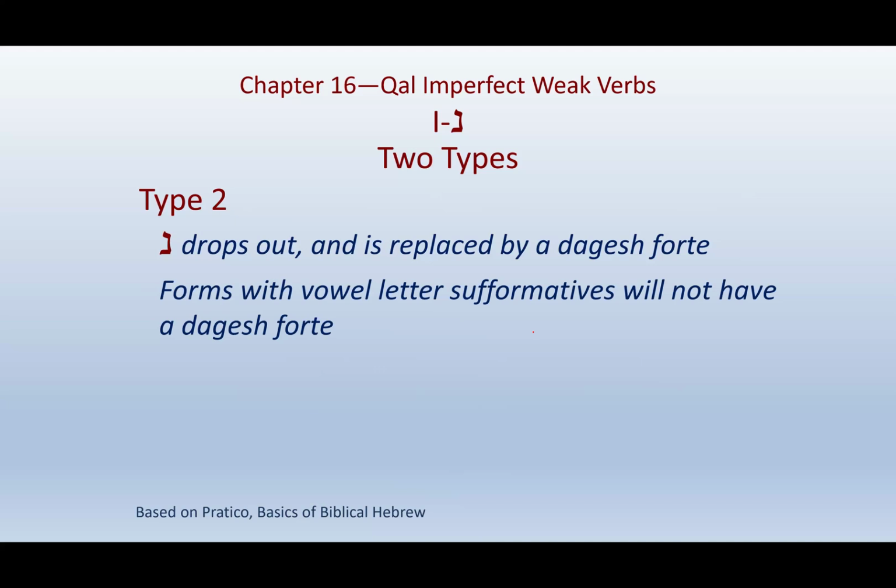So then type 2, the noon again drops out and is replaced by a dagesh forte. Forms with vowel letter subformatives will not have the dagesh forte. That's the tricky part. So we have yisu. We have the preformative. We have the subformative. We know this is going to be third masculine plural. Now, what we don't have is the dagesh right here, which tells us that the noon dropped out. But the noon did drop out. The reason we don't have the dagesh is because of the vowel letter subformative. They will set out, or you could say they pulled out. That would be another way of translating it.